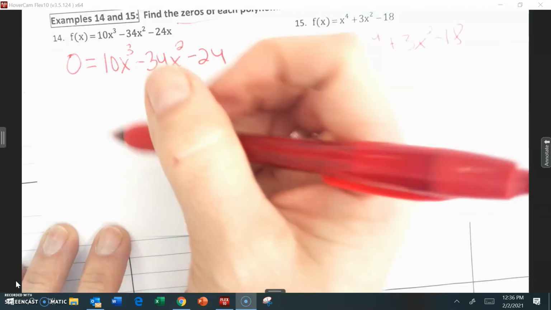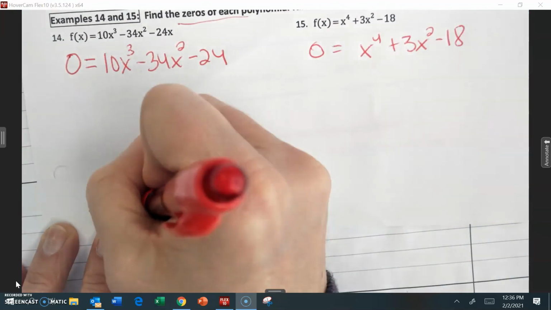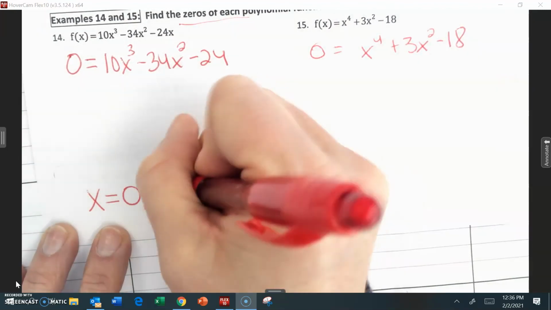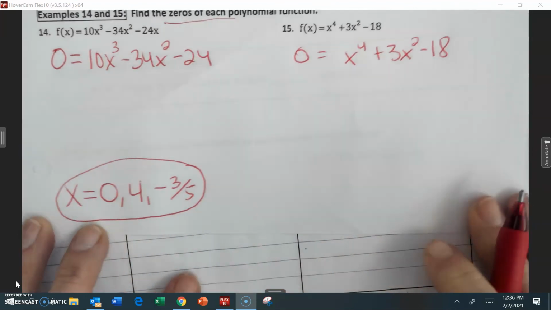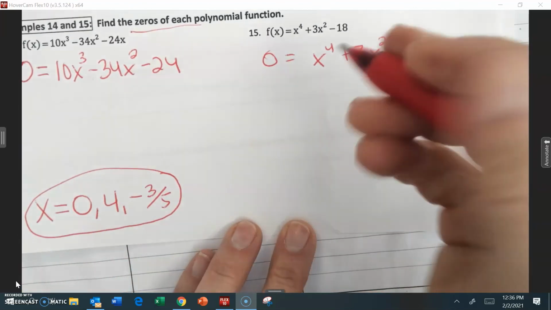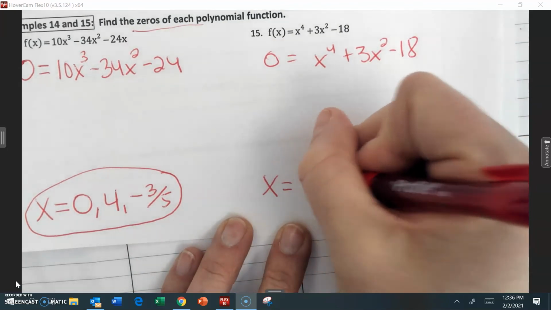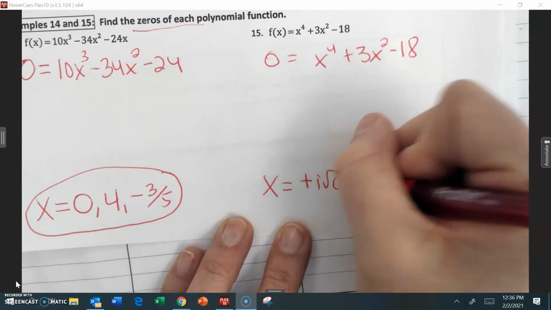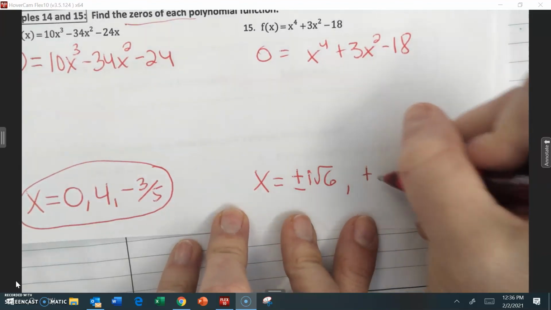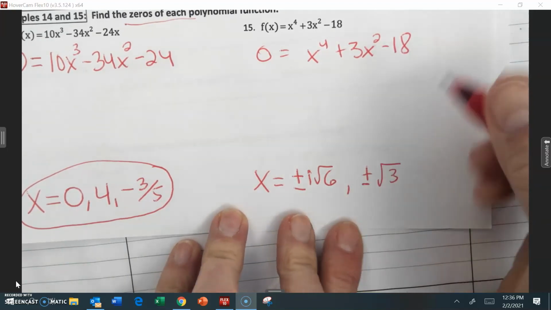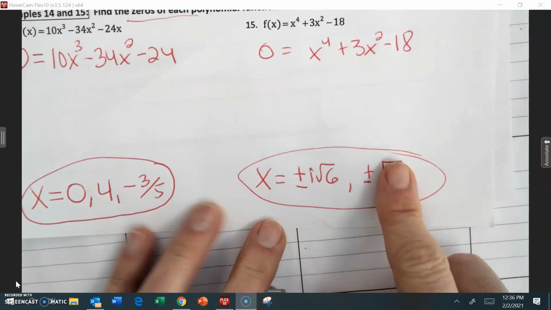So I'm going to give you these answers that if you do need to come in and see me, these 3 answers are all real. 0, 4, and negative 3/5. Out of these 4 solutions, 2 are imaginary, a plus i radical 6 and a minus i radical 6. And then you have a positive radical 3 and a negative radical 3. So you have 4 answers. 1, 2, 3, 4. Okay?